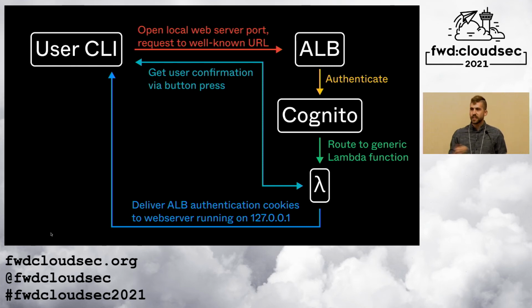That Lambda function will present a page that asks the user to confirm whether or not they want to authenticate this CLI app. So far they've invoked the CLI, a browser page opened, and they'll see something asking them, are you sure you want to authenticate your terminal to this application? Once the user confirms, that Lambda function will send the user's cookies necessary to authenticate through the ALB back down into the locally running web server so that it can then send future requests through into the API that's behind that ALB.